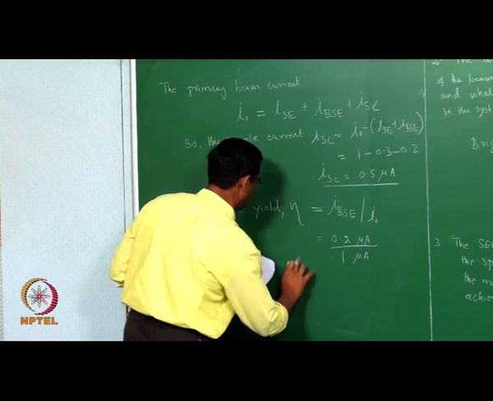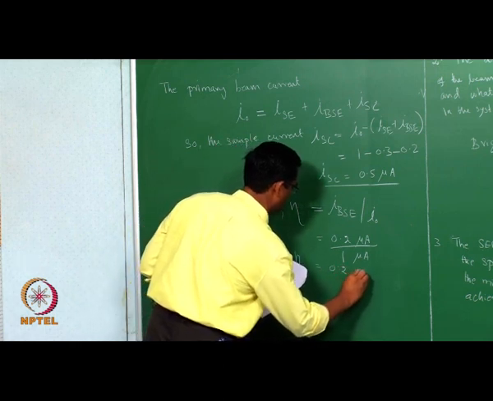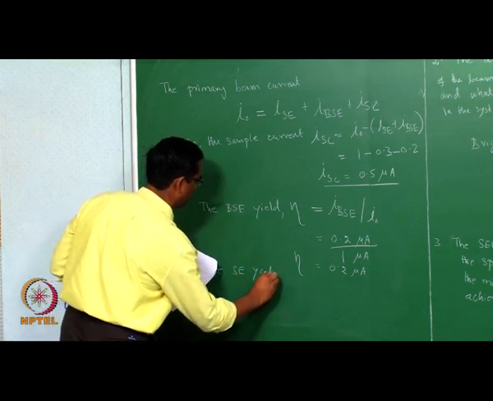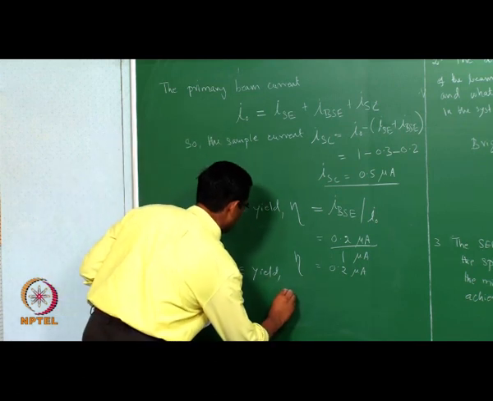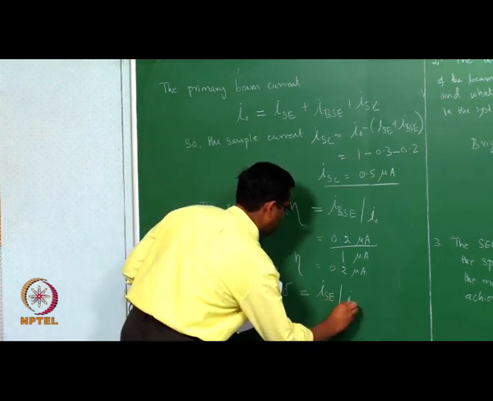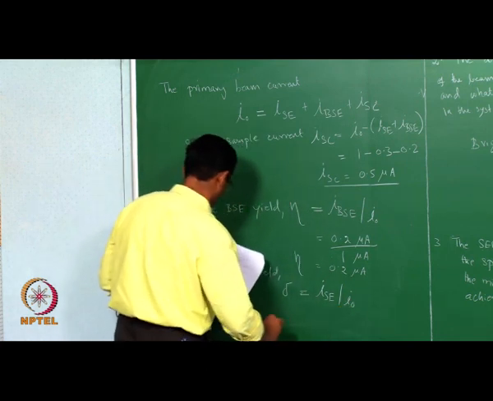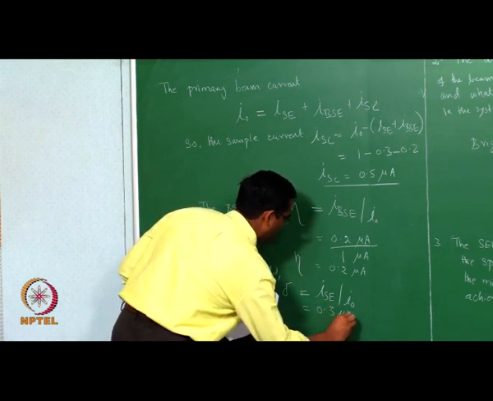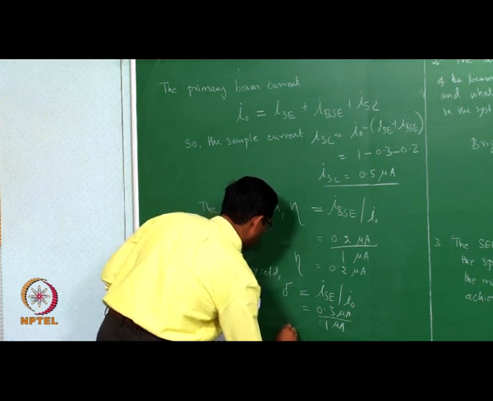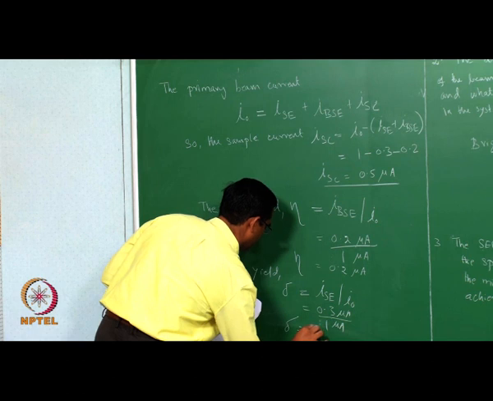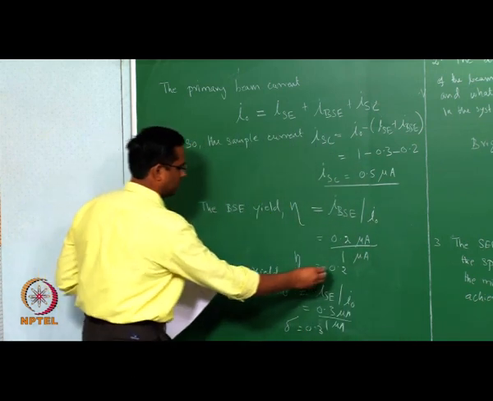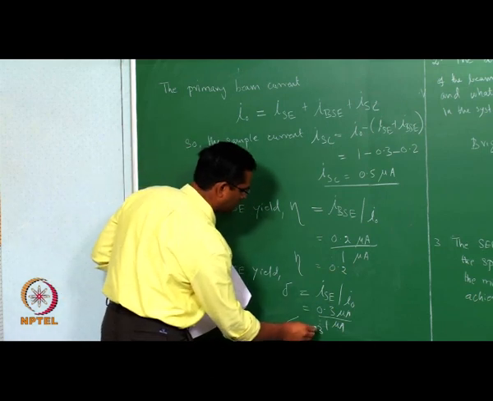You will get again the same value. The secondary electron yield, which is written as delta, is I_SE by I naught, which is nothing but 0.3 microampere divided by 0.1 microampere, which is again delta equal to 0.3. This is 0.2. The yield is written as 0.2, here the yield is written 0.3. There are no units here.